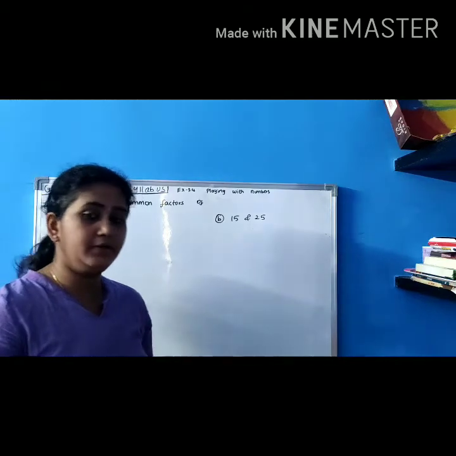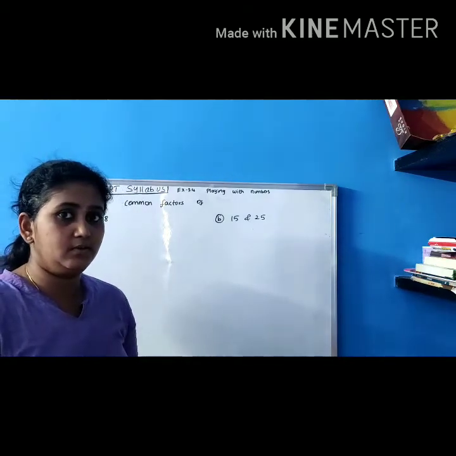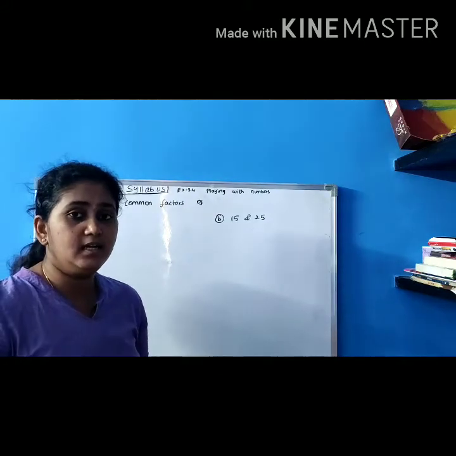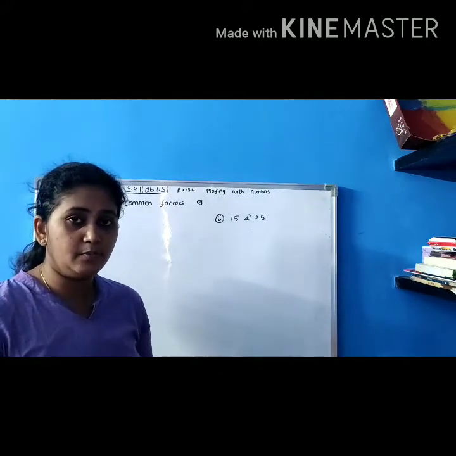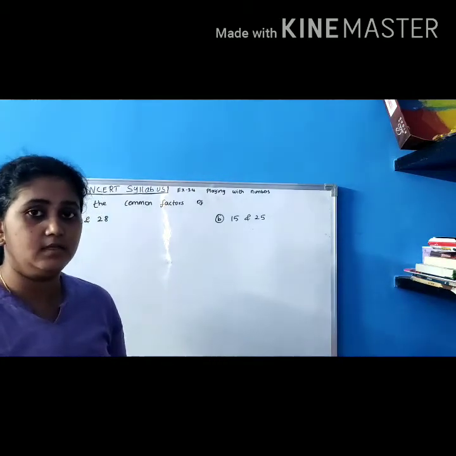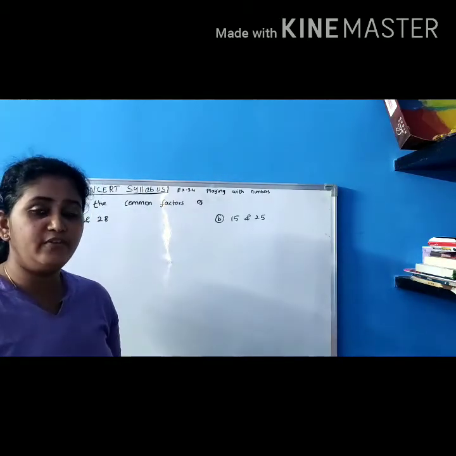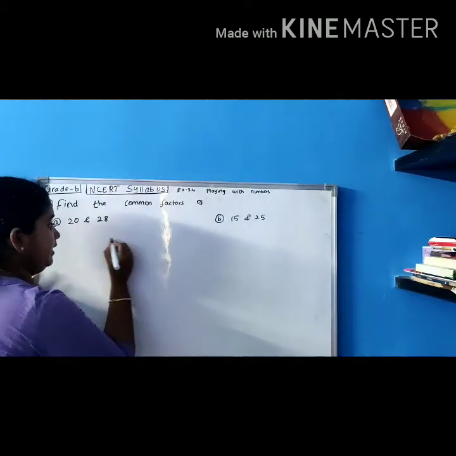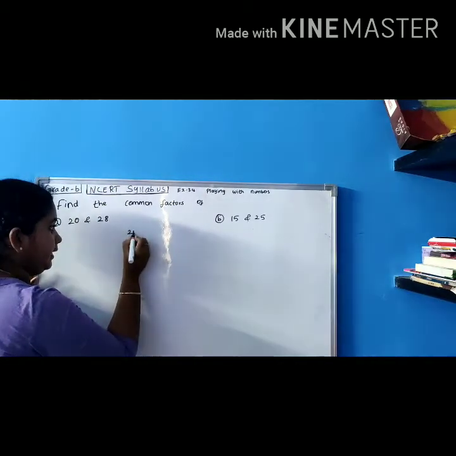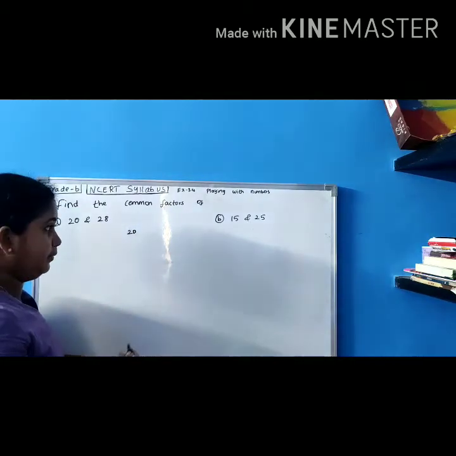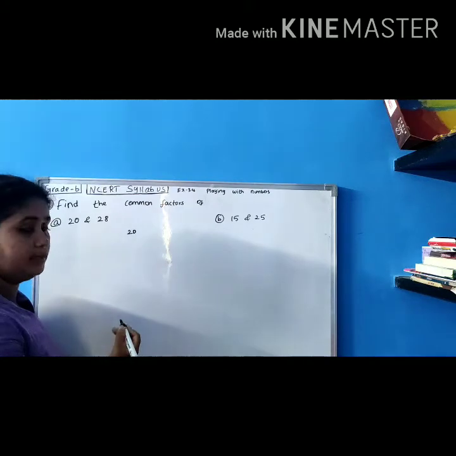So today we are going to see factors. Exercise 3.4, Playing with Numbers. Under exercise 3.4 we are going to see factors and common factors. First, let's see how to find factors. I'm taking the number 20 and I'm going to write one by one the multiples of number 20.